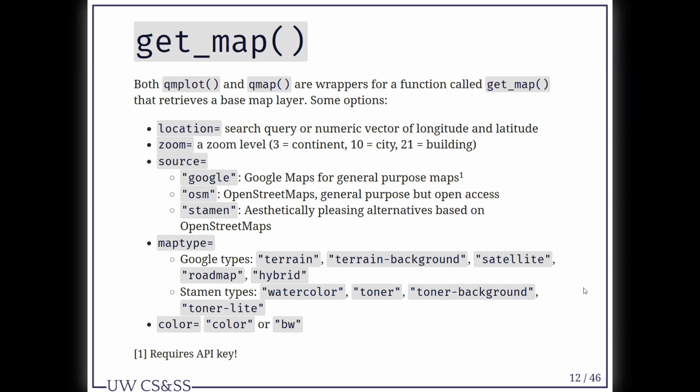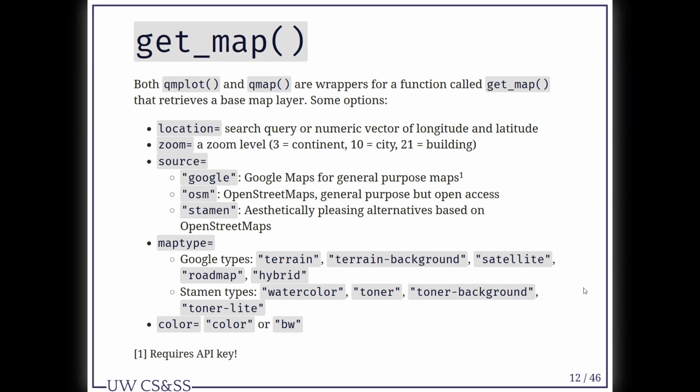OSM for OpenStreetMaps. This is very general purpose, and you can make a lot of queries to it because it's not commodified like Google is. And also the Stamen maps, which are very aesthetically pleasing alternatives, but sometimes at the expense of what you're doing.